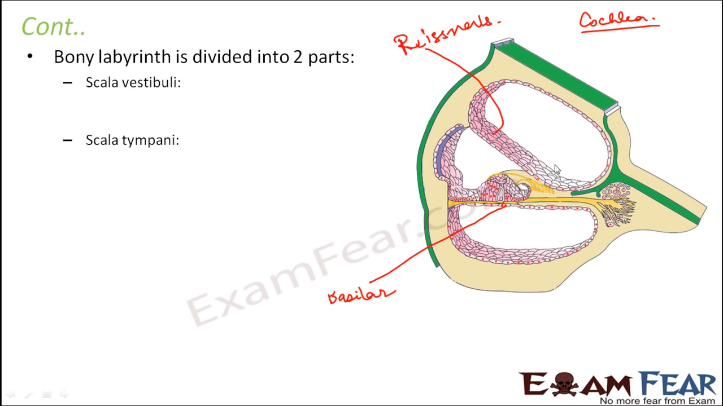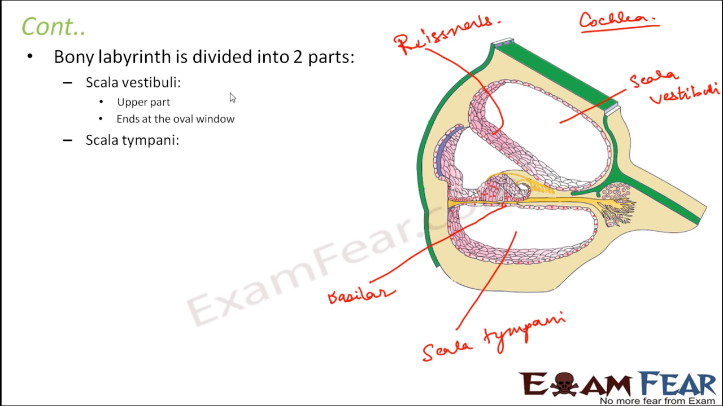Now the bony labyrinth, that is the outer side of the labyrinth of the cochlea region, is divided into two parts. One is the scala vestibuli. This region is the scala vestibuli, and the lower region is the scala tympani. Now, what is the purpose of these regions? So, the scala vestibuli is the upper part and it ends at the oval window.